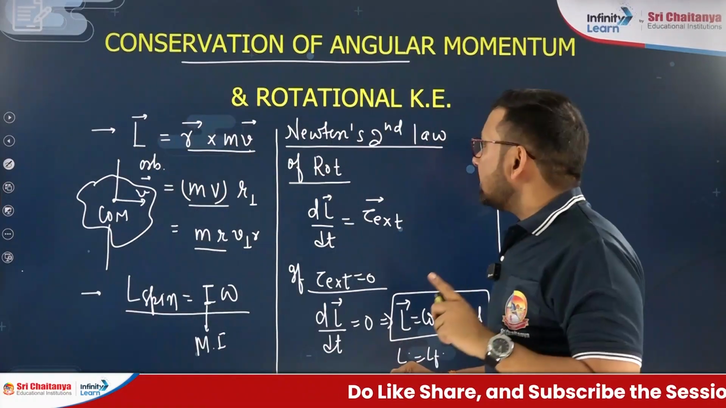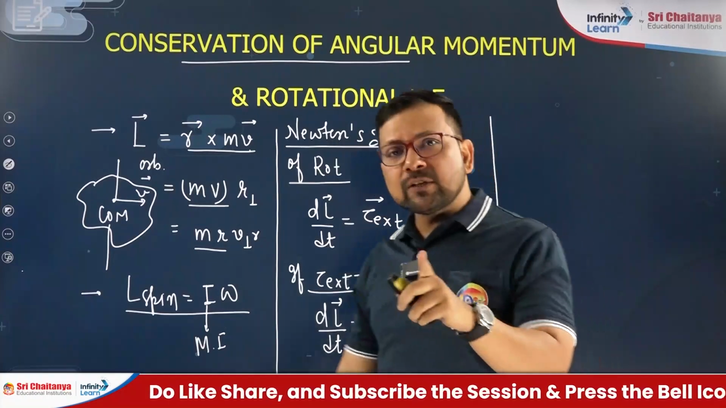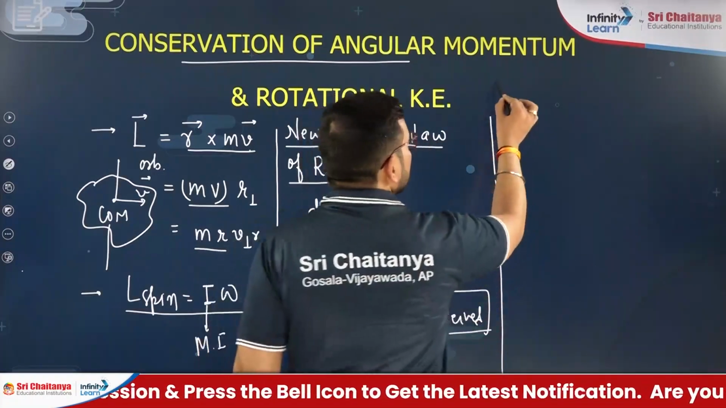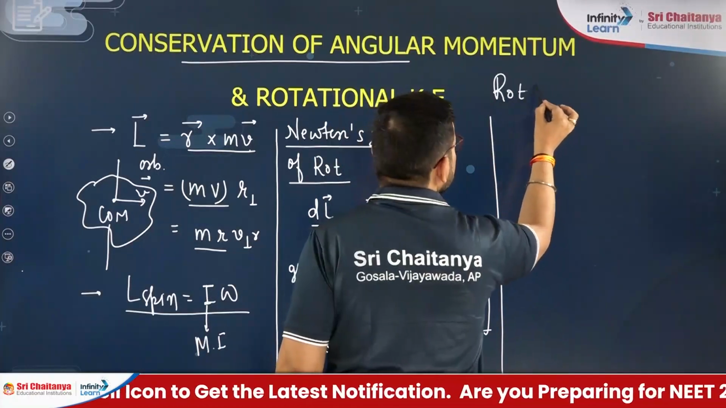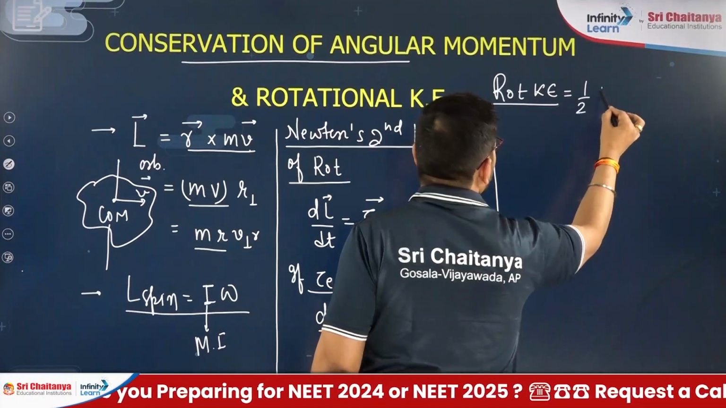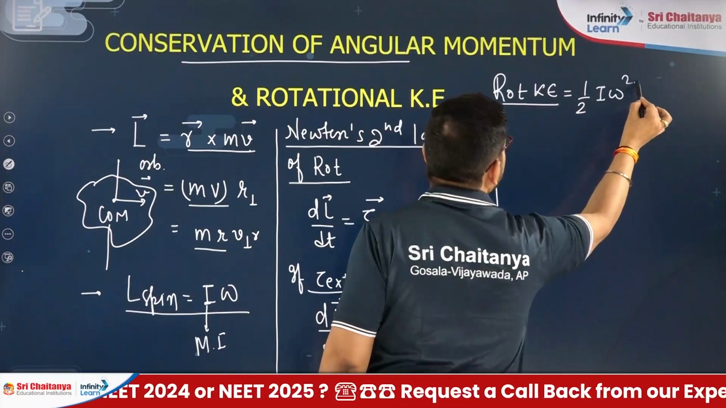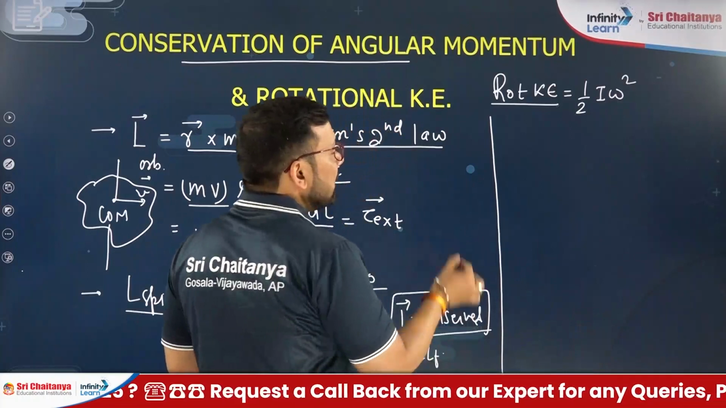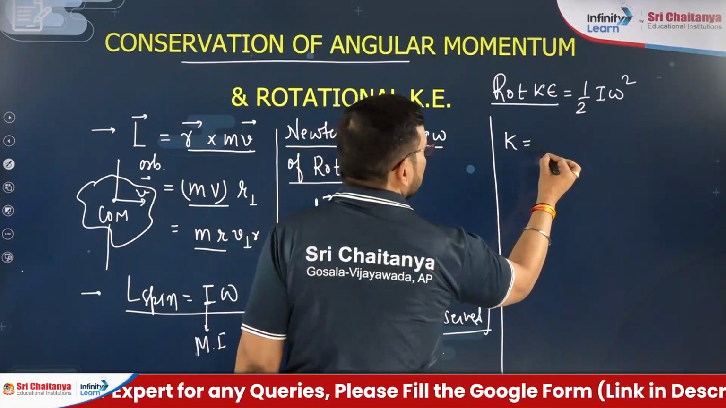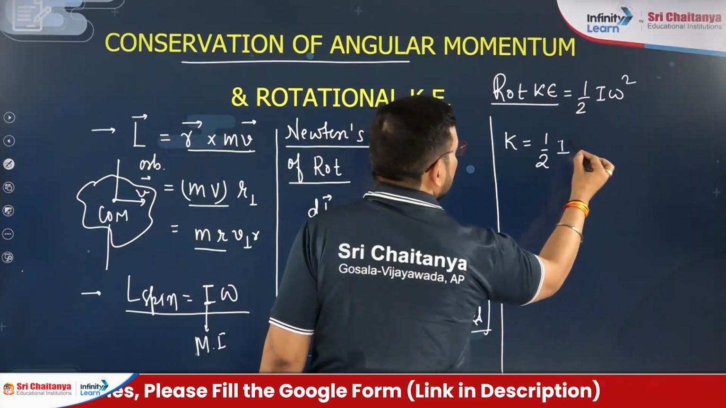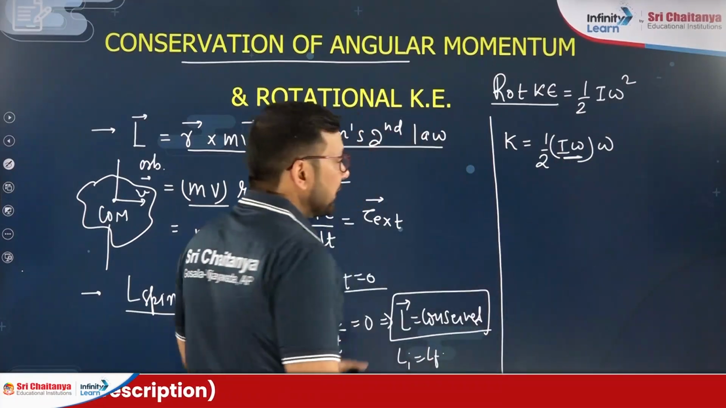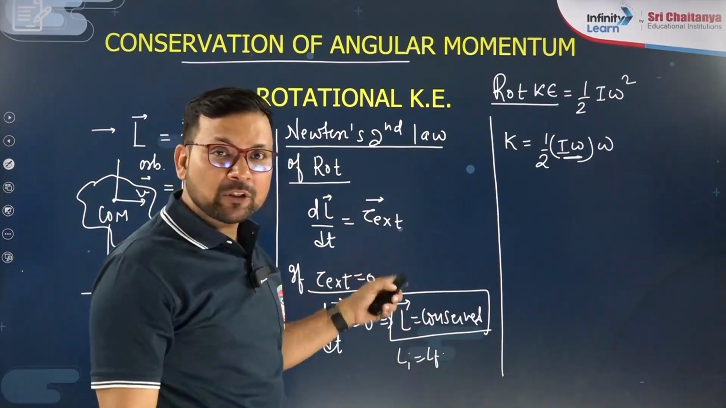Rotational kinetic energy, this rotational motion is there for a rigid body. So rigid body has to be there, and for that, rotational kinetic energy will be half moment of inertia omega square, half I omega square. Then rotational kinetic energy can also be written as K equal to half I omega into omega. And what we have discussed already, I omega is angular momentum.